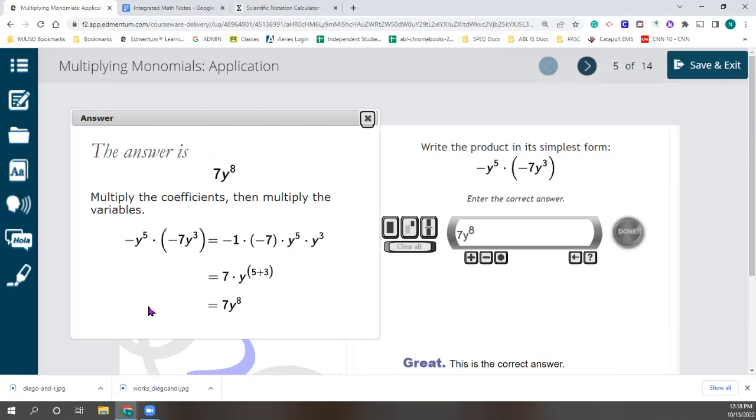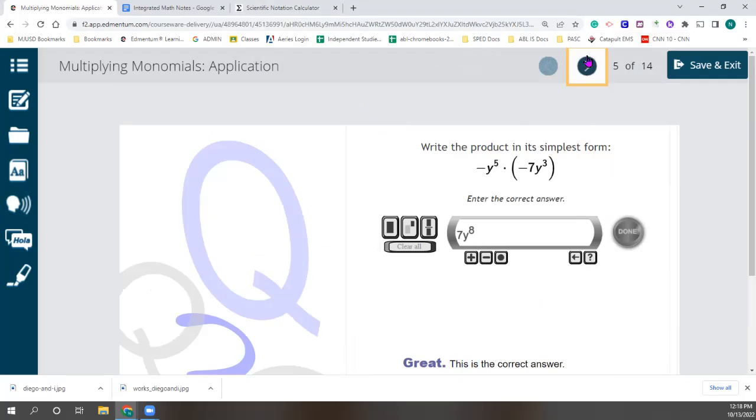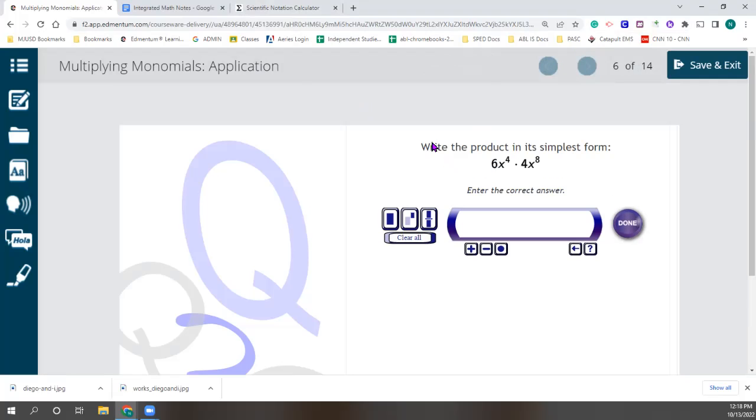Correct. Again, here's how the steps worked out. I almost forgot that part. Negative times a negative is a positive, multiplied by y to the 5th times y to the 3rd equals 7y to the 8th. Great job, everyone. Thank you for your patience and going with me. Write the product in its simplest form.